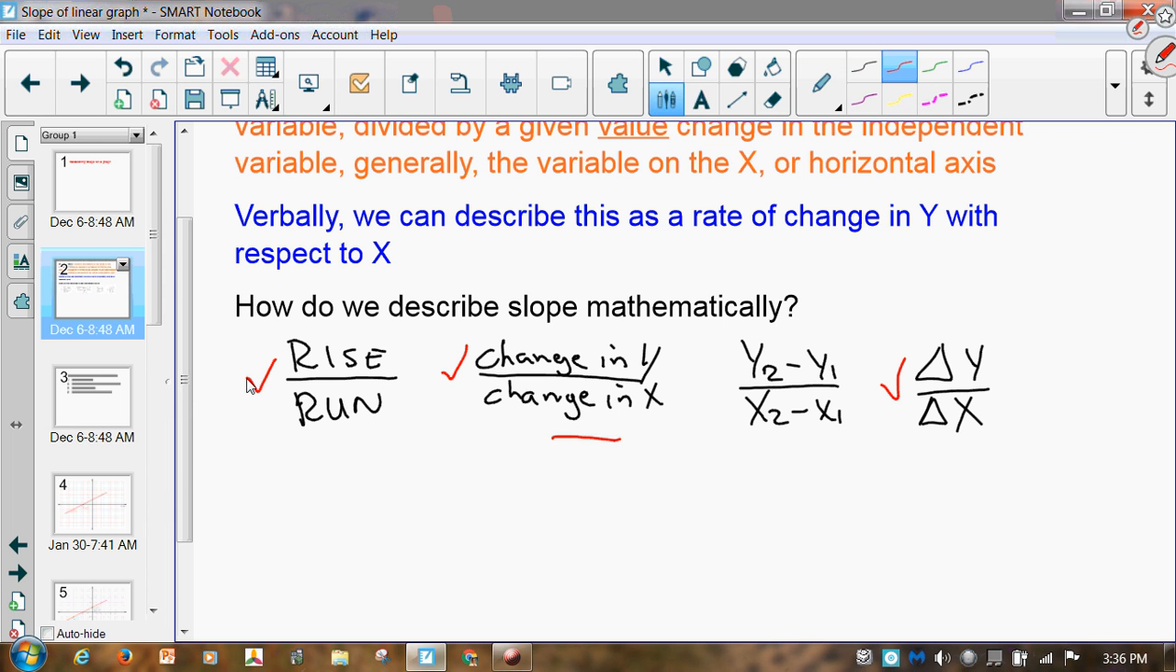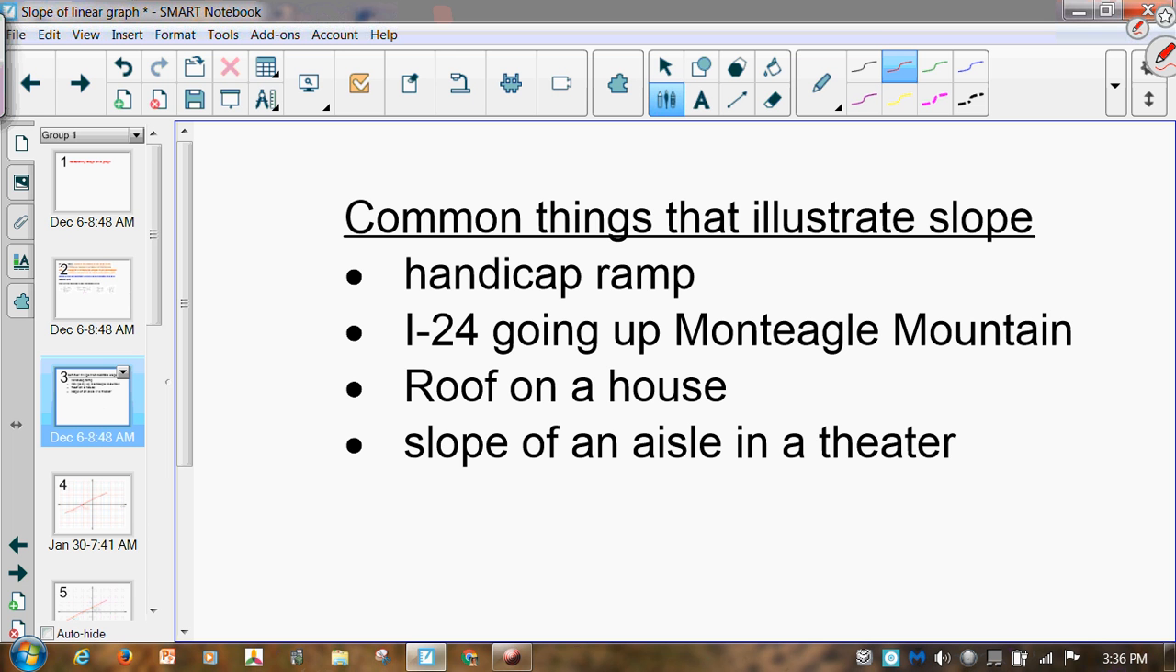Okay, so where do we see slope in everyday life? Well, a handicap ramp is a great example of where we work with slope, because a handicap ramp has to have a certain slope that is not too high or not too low. If the slope's too small, you won't get anywhere. It takes a longer ramp. But if it's too high, then it can be dangerous going down or hard to make a wheelchair go up the ramp.